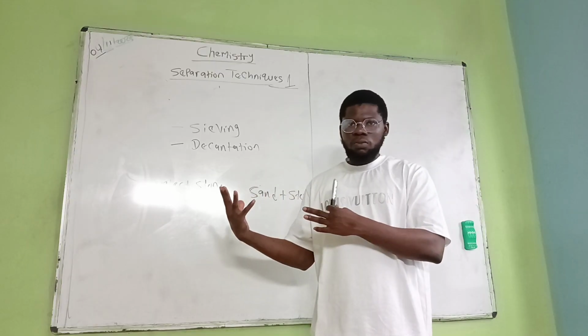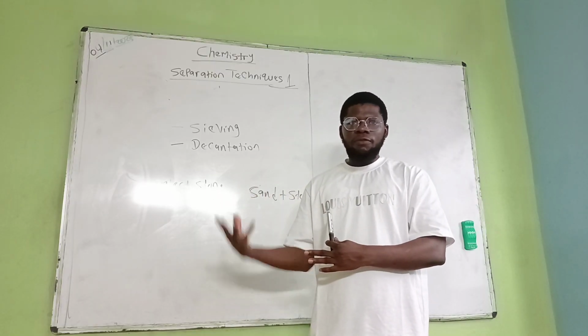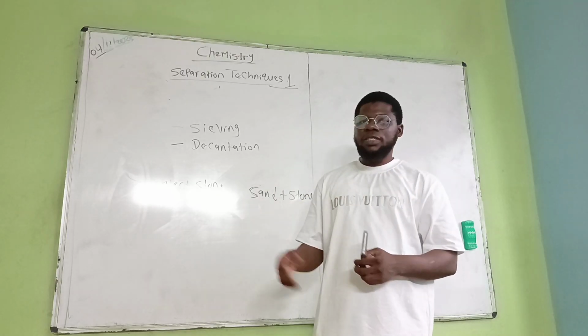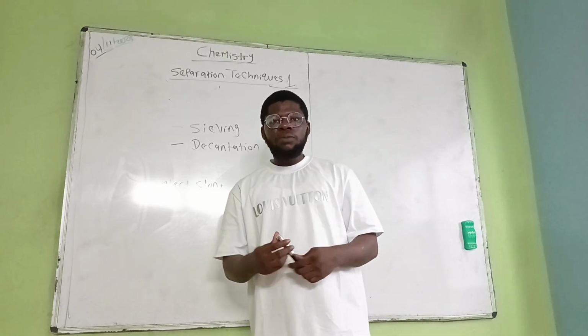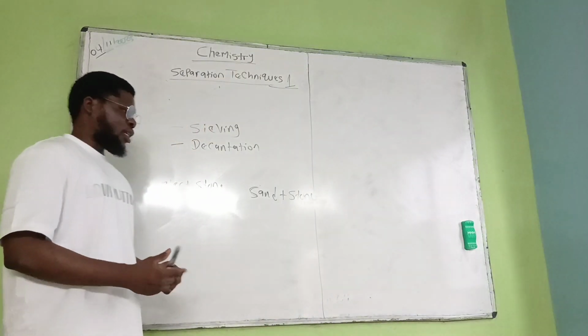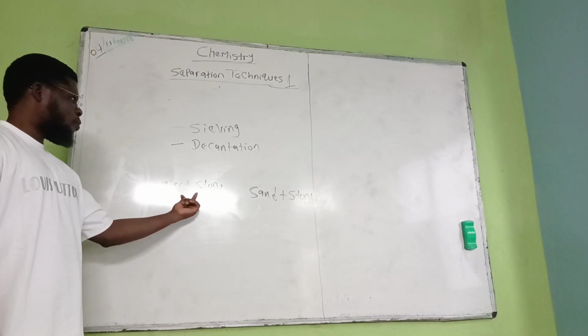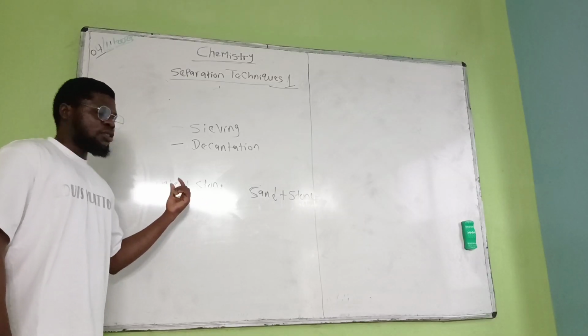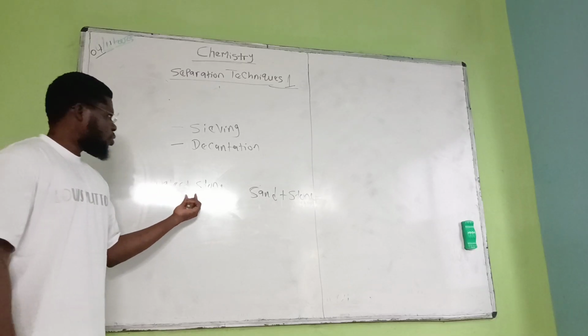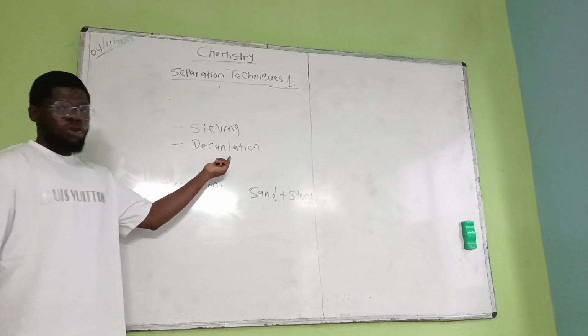insoluble solids from liquid. You can define it like that too. It's a method used in separating heavier insoluble substance from a liquid. So now when we have the mixture of water and stone, this becomes a mixture. And we can use a separation technique called decantation.